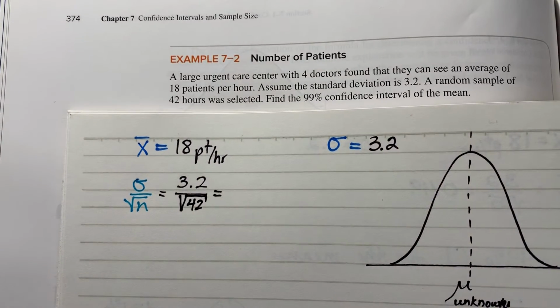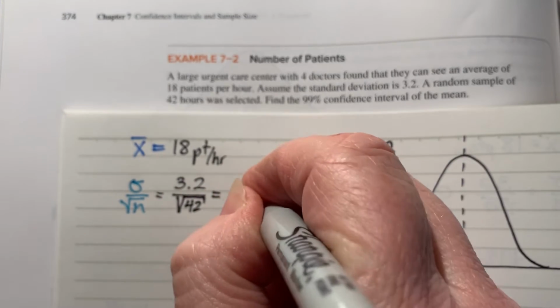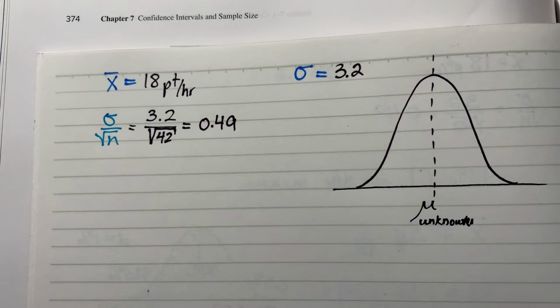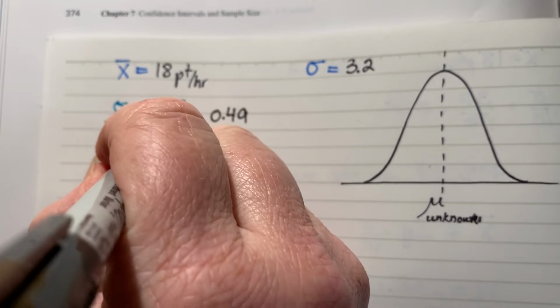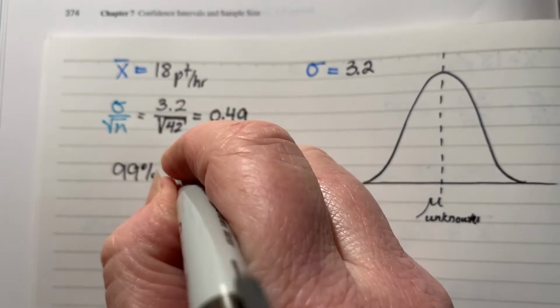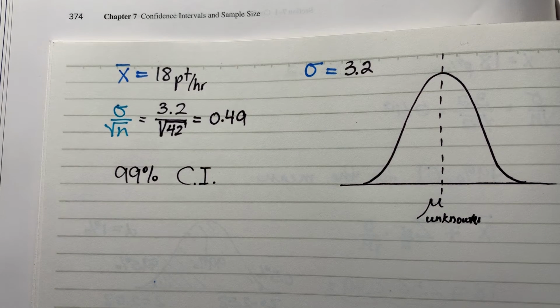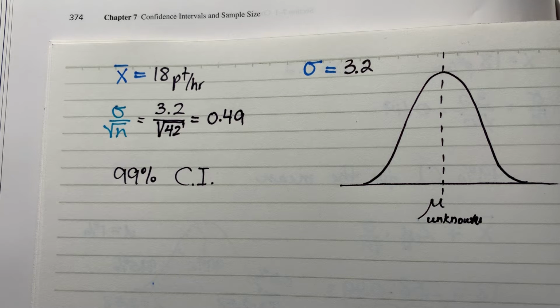Grab your calculator, see if you can calculate it real quick. I got 0.49. Okay, so I am looking for a 99% confidence interval. It's a fairly wide 99% confidence interval. Now we're lazy, so we're just putting CI. We'd like to have 99 confidence intervals out of 100 capture our mean. That's what 99% confidence interval means.